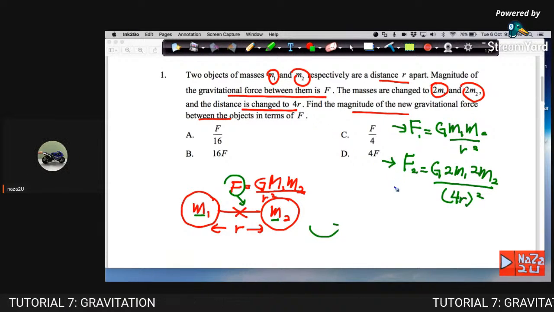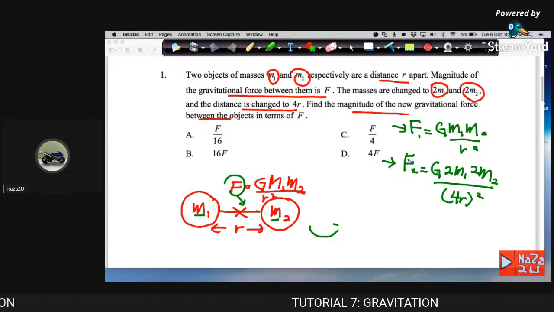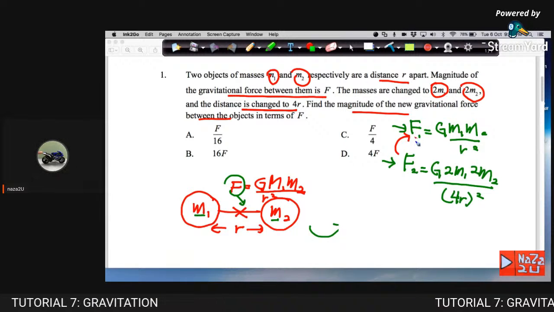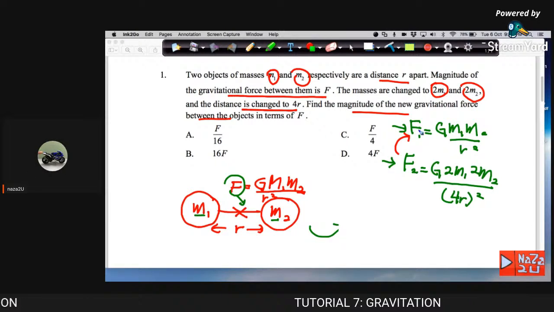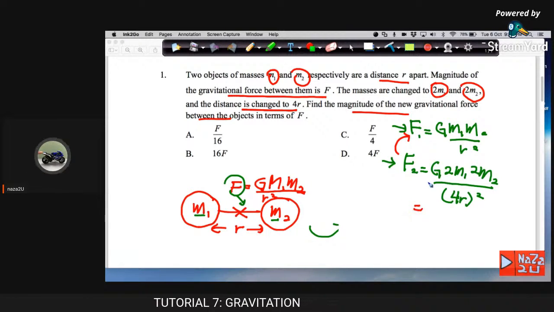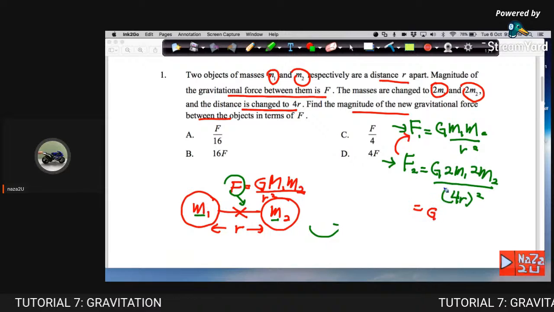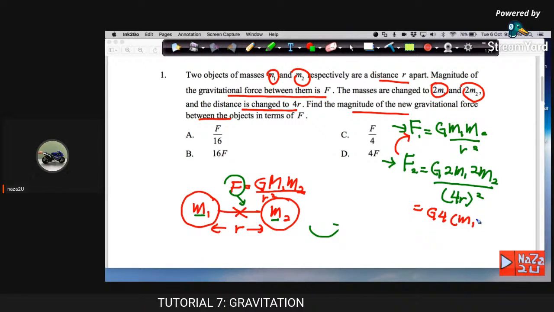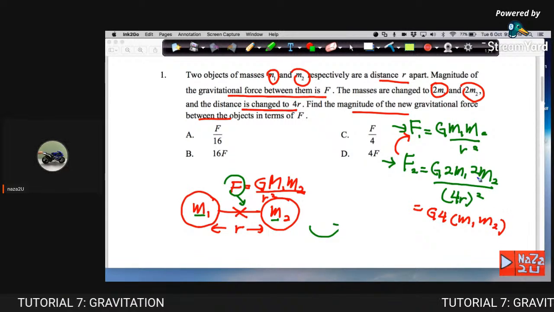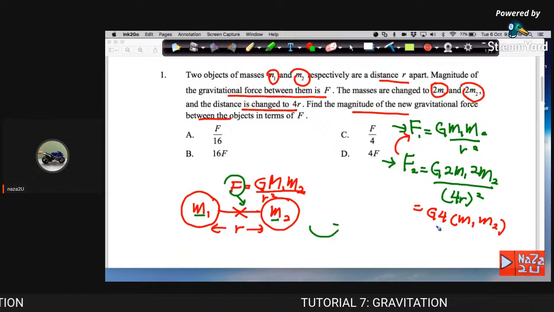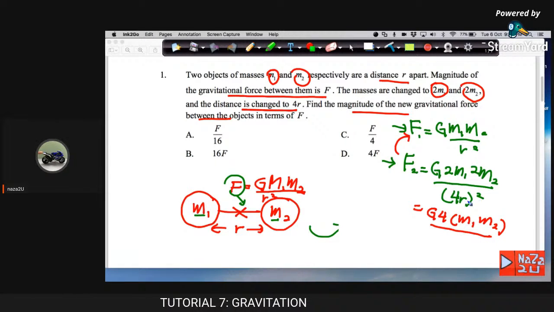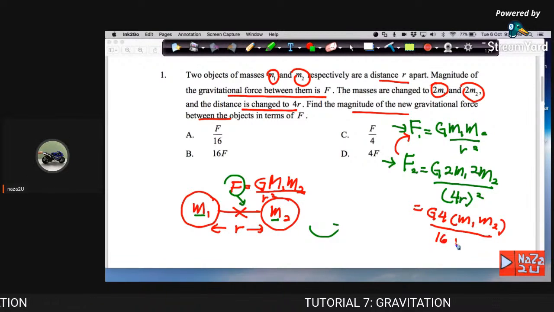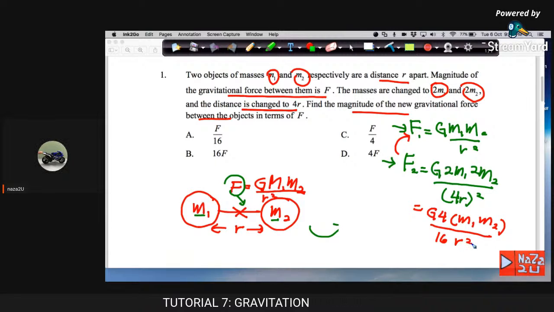Next is what is the new gravitational force if you relate to the initial, ataupun daya yang asal. This is F, F yang asal. So kalau daripada persamaan ini kita boleh ringkaskan dia. This is G, this 2 times 2 is 4, and this is M1 and this is M2. Saya just salin saja, cuma saya aturkan balik kat sini. So this is 4, this is 16, right? 16 and this is r square, right?